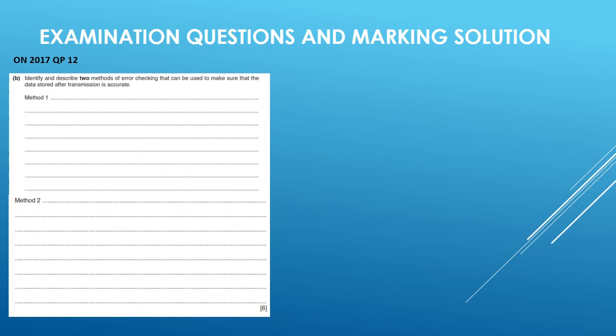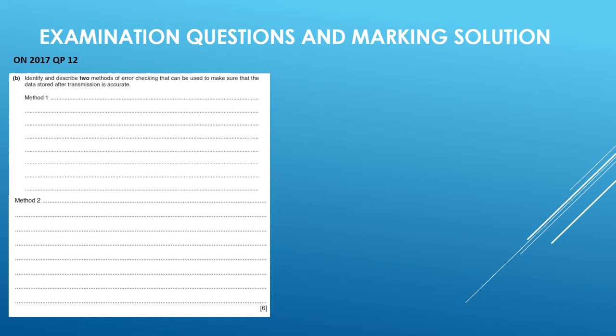Okay, this is the B part. Identify and describe 2 methods of error checking that can be used to make sure that the data stored after transmission is accurate. Well, in this chapter, we have discussed 3-4 methods. So you can write about any, and this is of 6 marks. So it means for 1 method, 3 marks will be awarded.